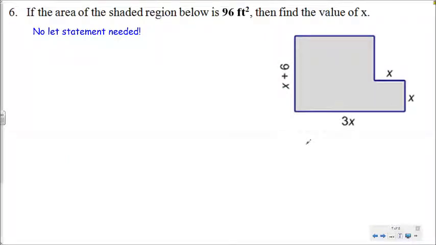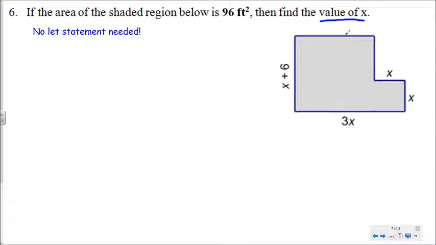Finally, the last question is if the area of the shaded region is 96 feet squared, then find the value of x. Now, this question is a little special because you do not need a let statement. The only reason you don't need a let statement is they have already defined the value of x in this equation. So if you end up in a question where the variable is already defined, you don't have to create your own variable.